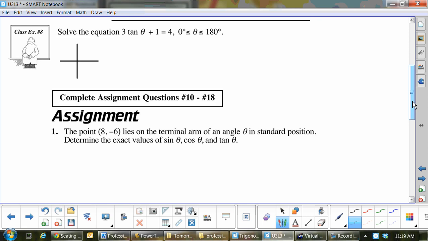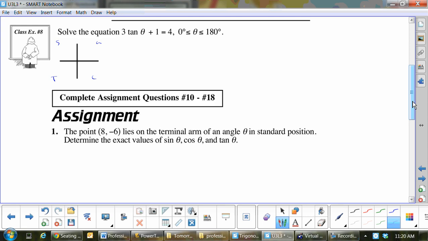Because you got to go just one more. 3 tan theta plus 1 equals 4. Okay? So let's do this one together. This is a very hard question. In last class, no one could get this one. So I might get 1 or 2 out of the grade 11s. After I do this, I should get all of you getting this question.